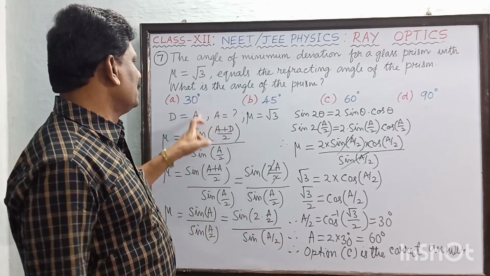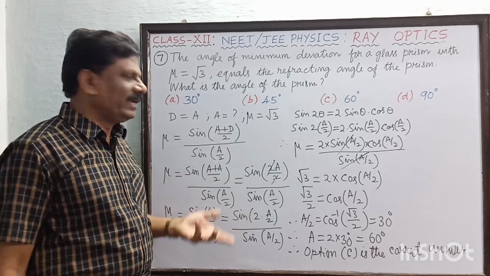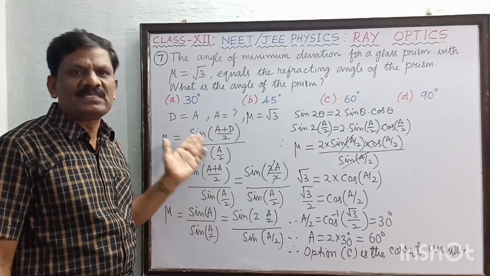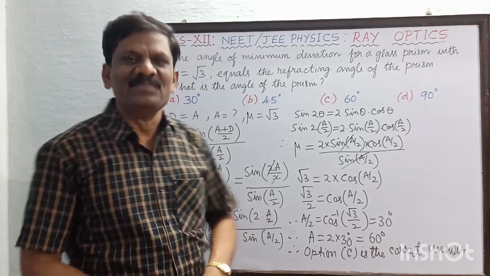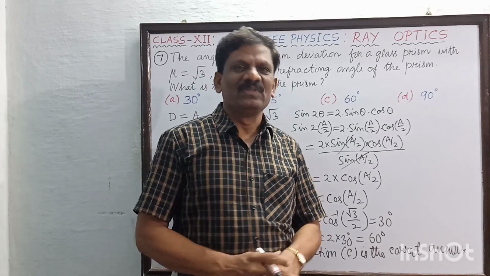It is just to be substituted with the given value, that is, D equal to A has to be substituted. Otherwise, it is very simple only. I hope you must have understood this well. Fine.